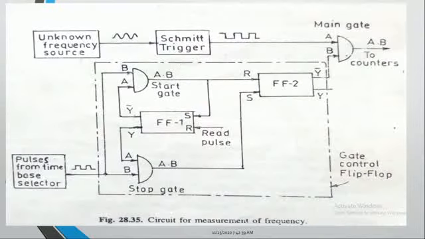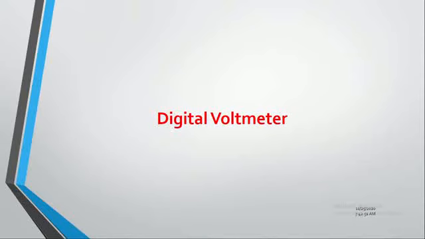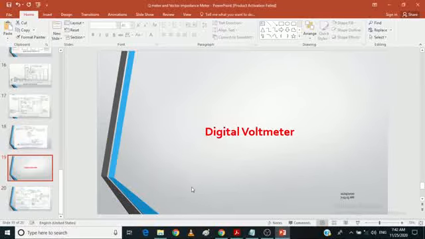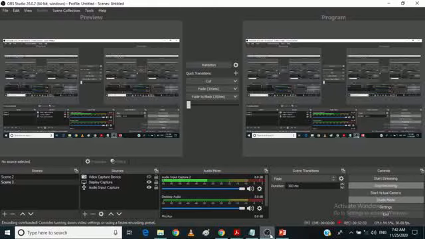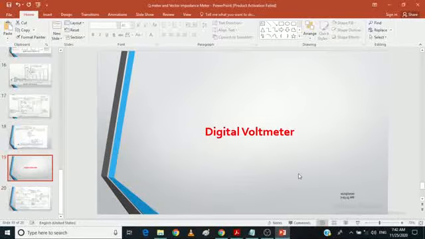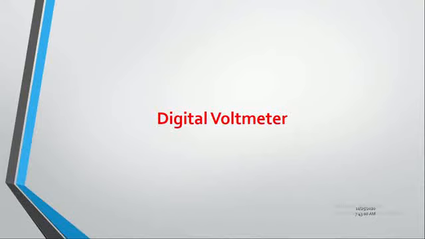The next one is the digital voltmeter. Let's see the time. Digital voltmeter. The main intention of the digital voltmeter is to measure the voltage of the input signal. To measure the voltage of the input signal, we are taking the digital voltmeter.